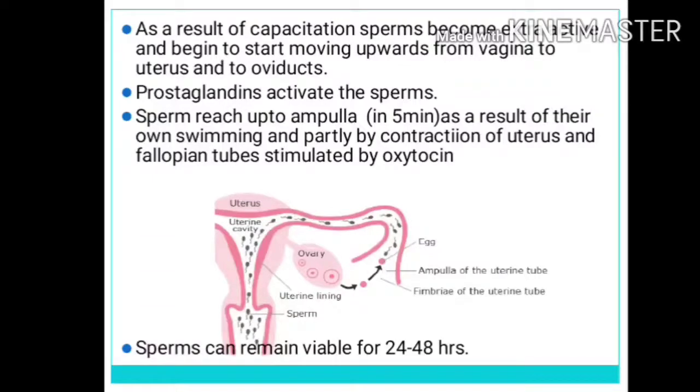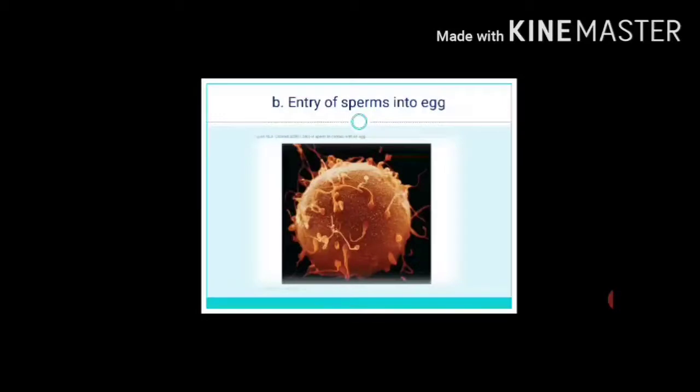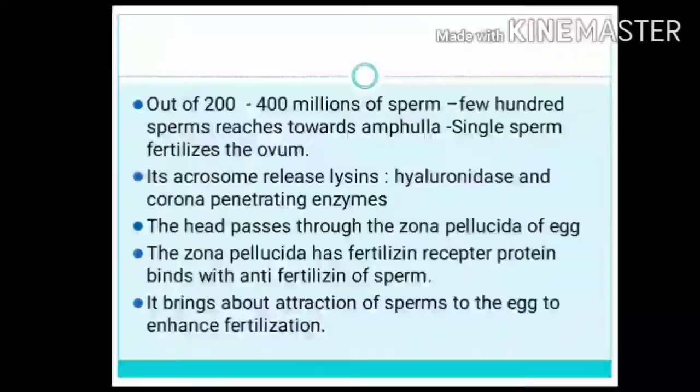The next event during the fertilization process is the entry of sperm into the egg. Out of 200 to 400 million sperms, only a few hundred manage to reach the ampulla. Though many sperms reach the ampulla, only a single sperm fertilizes the ovum. A sperm, after reaching the egg, comes to lie against it. Its acrosome releases lysins, hyaluronidase, and corona-penetrating enzymes.